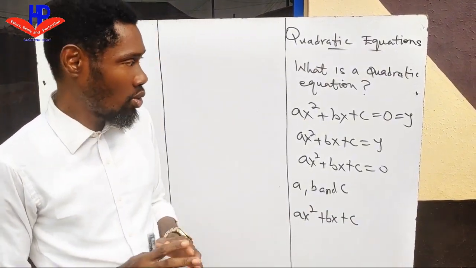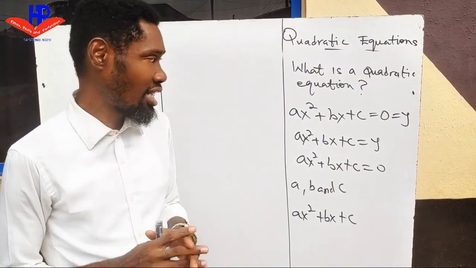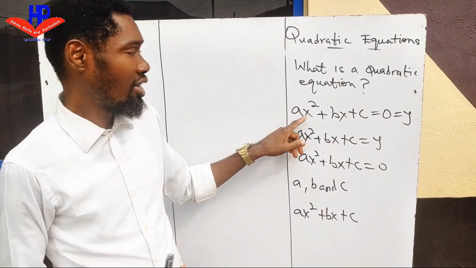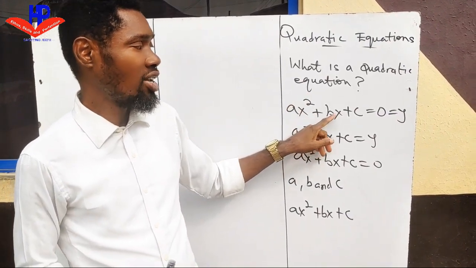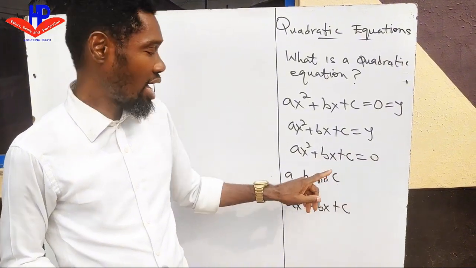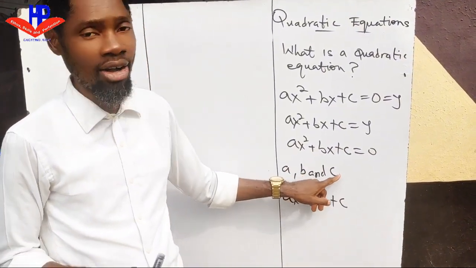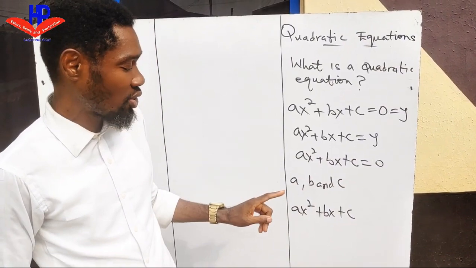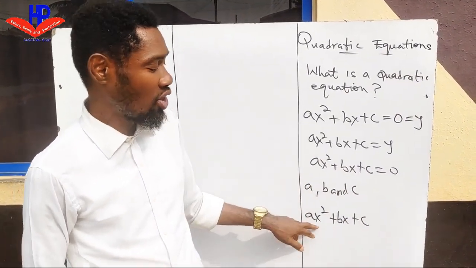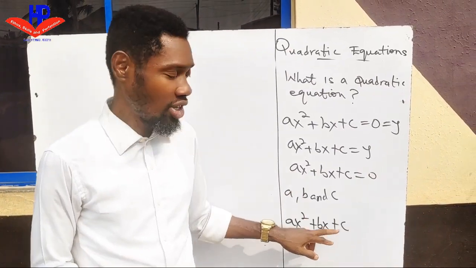So today we've looked at what a quadratic equation is. I said a quadratic equation is an equation of the form ax raised to power 2 plus bx plus c is equal to y or equal to 0, where a, b, and c are constants. And a quadratic expression also has degree of 2, but it is not equated to 0, it is not equated to y.